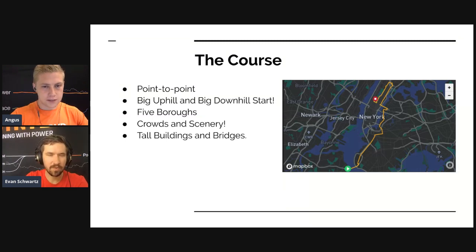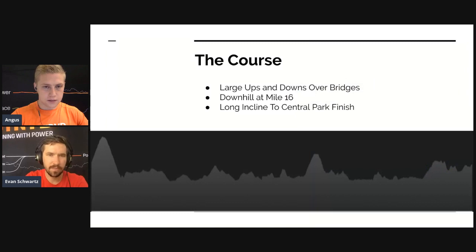Absolutely. So let's talk a little bit more specifically about the course. Like we mentioned, there are large ups and downs over the bridges. There's a big downhill that's pretty significant at mile 16. Then you have a really long incline to the Central Park finish. So as you can see here, if you're watching live or watching the YouTube video, the course is very up and down. And if you're listening to the podcast audio version of this, definitely check out the New York City Marathon elevation graph if you haven't seen it. There are significant ups and downs, which makes it, like Gus said, the perfect storm to run by power.